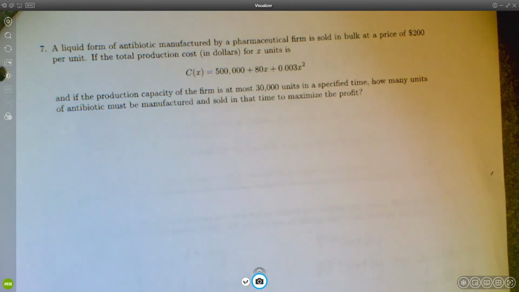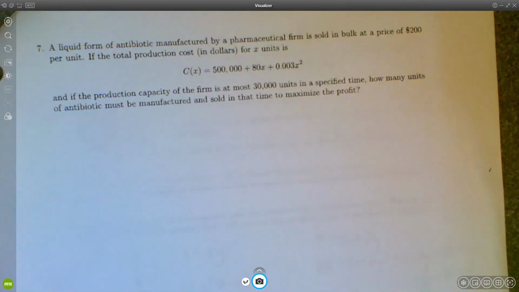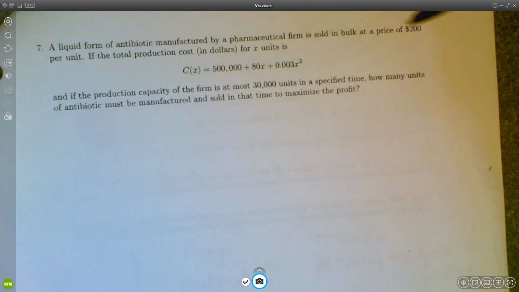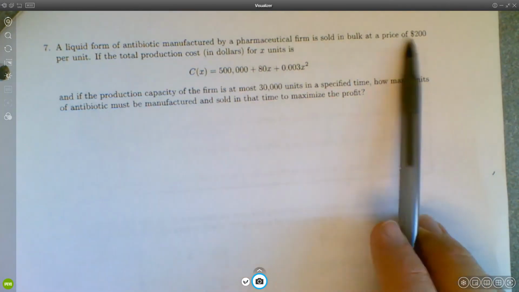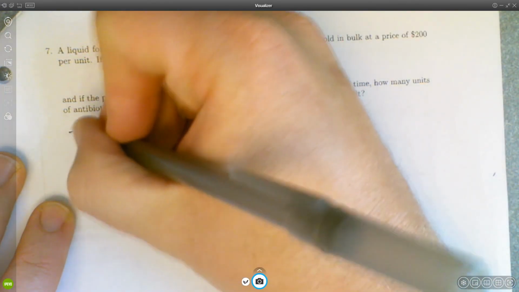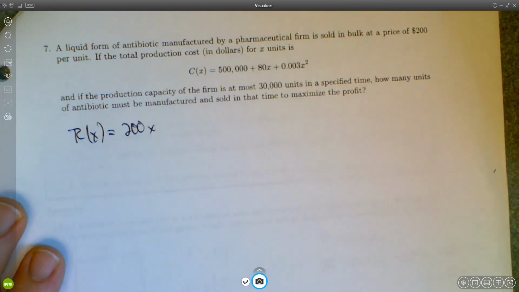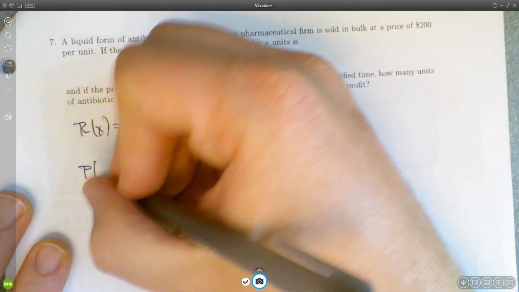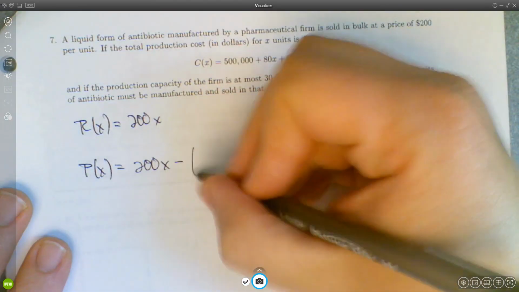So we want to maximize the profit. The profit would be the revenue that you generate when you sell X units of this antibiotic, minus the cost that it took to produce them. So how much profit do you make? They're sold for $200 per unit. So if you produce X units, then you're going to produce a revenue of 200 times X. So the revenue, I'll say, is 200X dollars. And the cost is here. So the profit, P of X, is the revenue that you generate minus the cost.